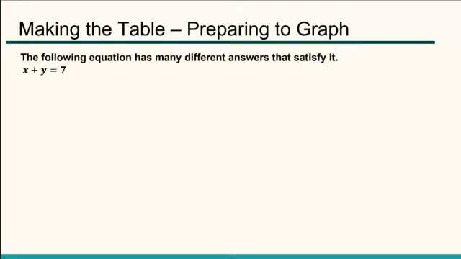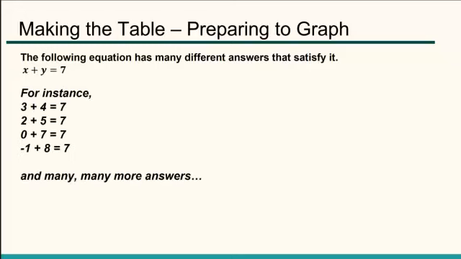The following equation has many different answers that satisfy it. So I'm looking at x plus y equals 7. For instance, 3 plus 4 equals 7. 2 plus 5 equals 7, 0 plus 7 equals 7, negative 1 plus 8 equals 7. In fact, there are so many more answers, just many, many more. I could do 6.5 plus a half equals 7, although none of us really like to add with fractions.